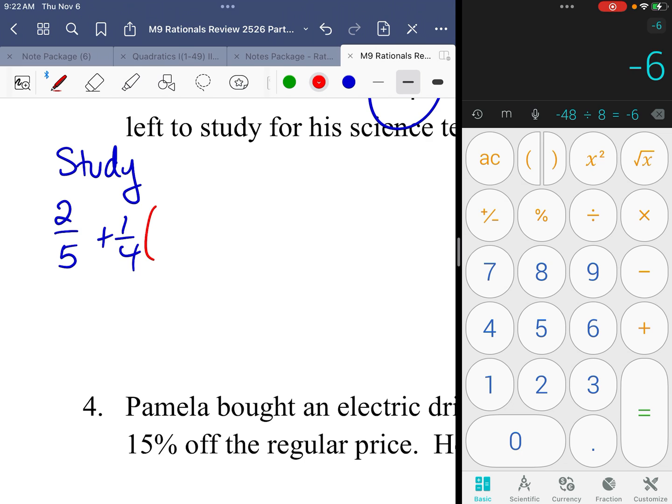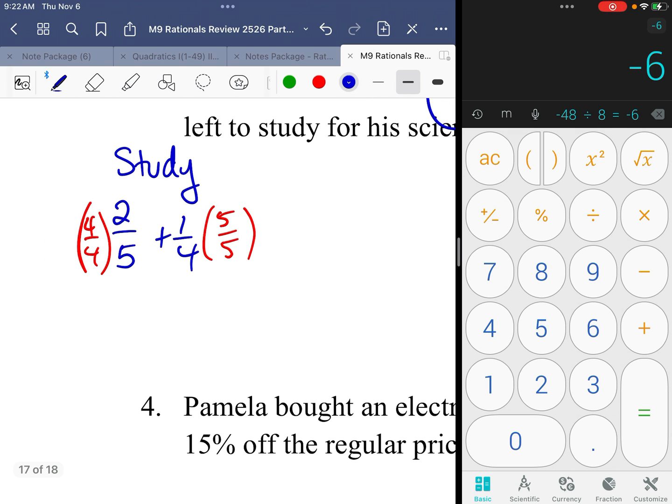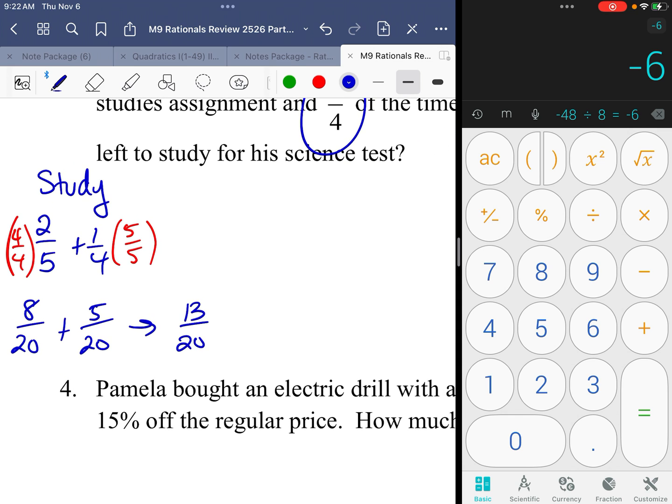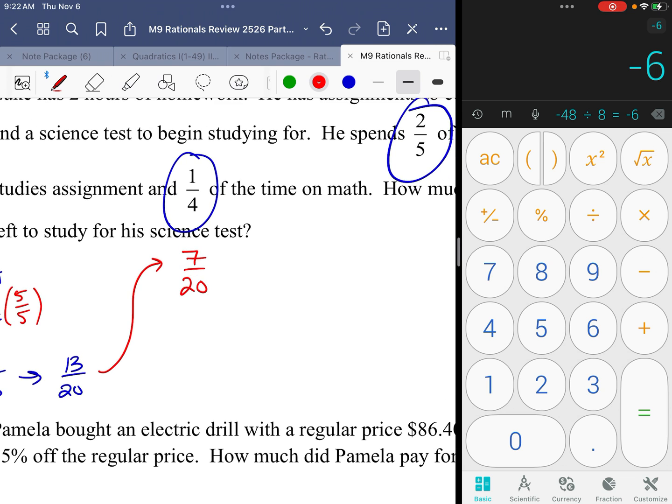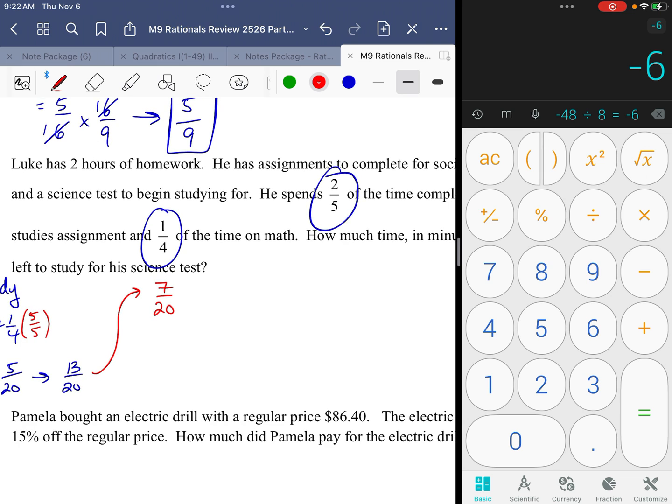All right, for adding fractions, we need a common denominator. You might have to spend some time and figure out that the common denominator is going to be 20. So 8/20 plus 5/20, that will give me 13/20 spent studying. So if that's the fraction of time spent studying, that means that he's got 7/20 left to do whatever he wants with, all right?